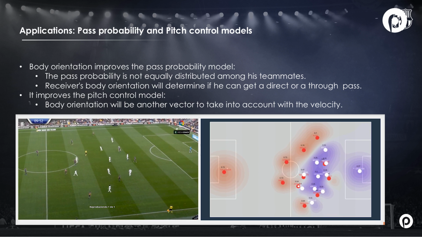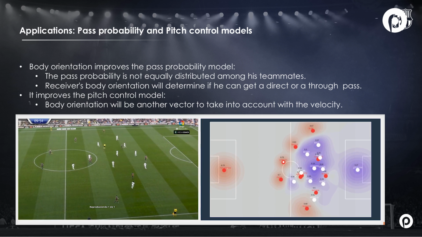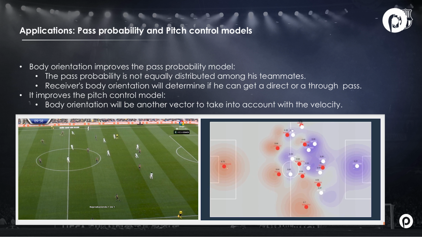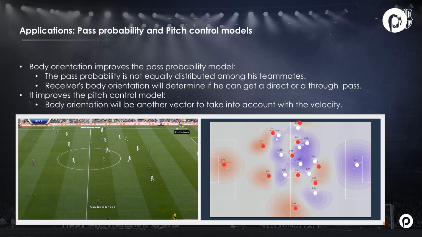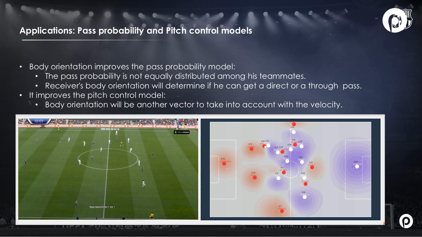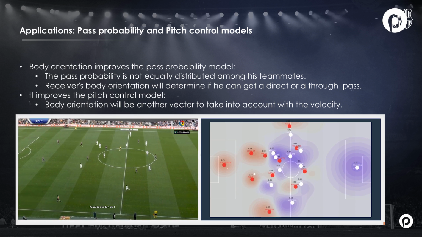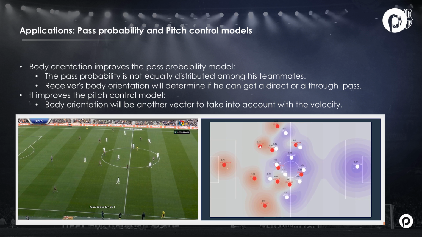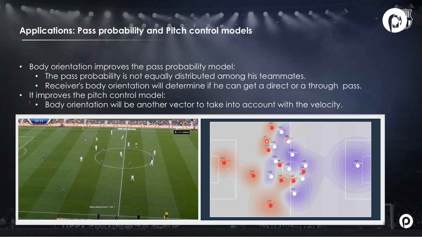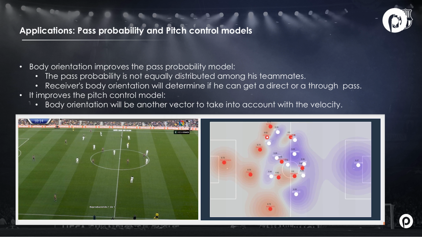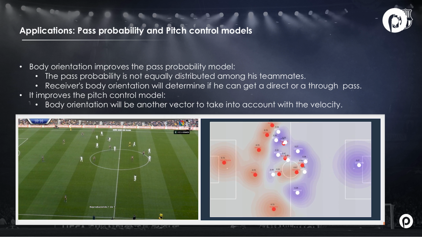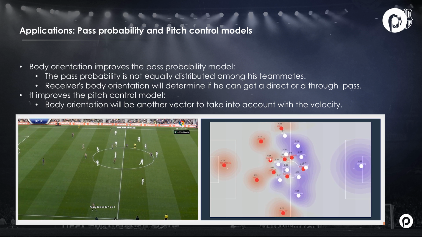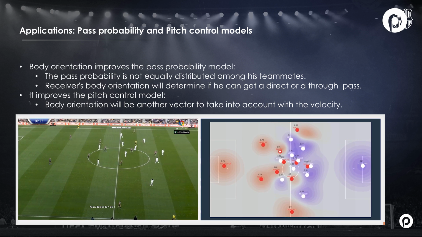Also, another model that could be improved is this model that you are watching, which is a pitch control model. In this model, we are only considering the velocity vector. If we had the orientation on top of that, the area would be very different in case the player is not looking where he's running. This is a goal from Coutinho.